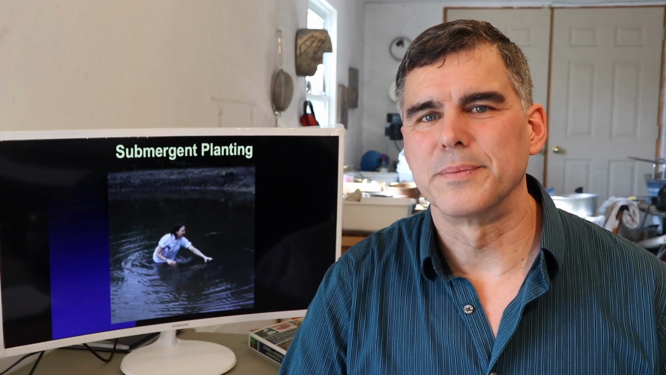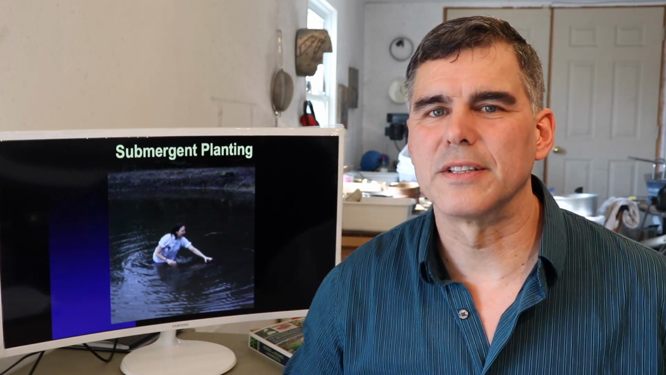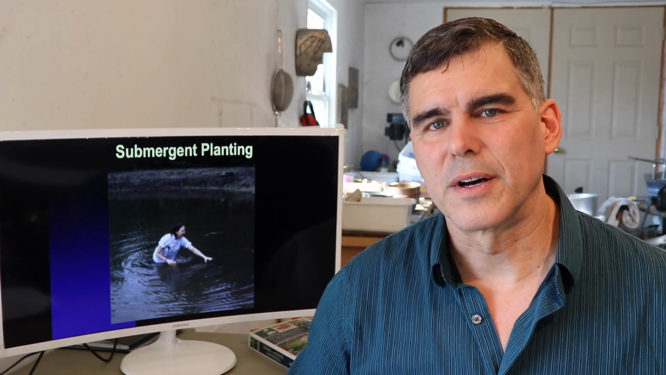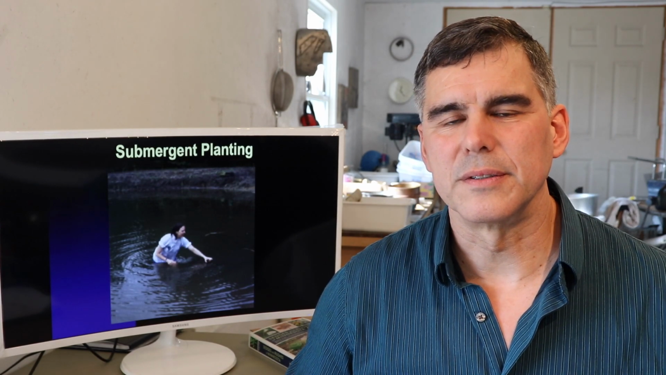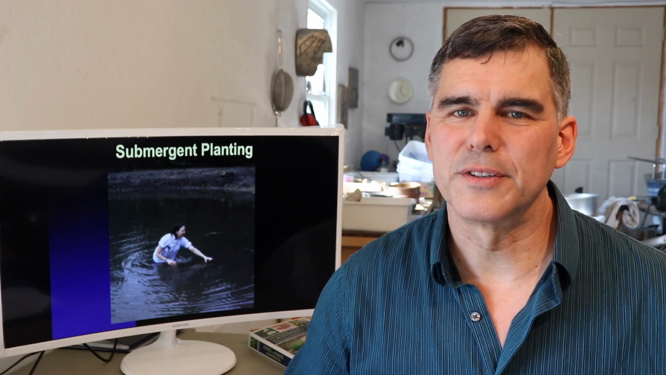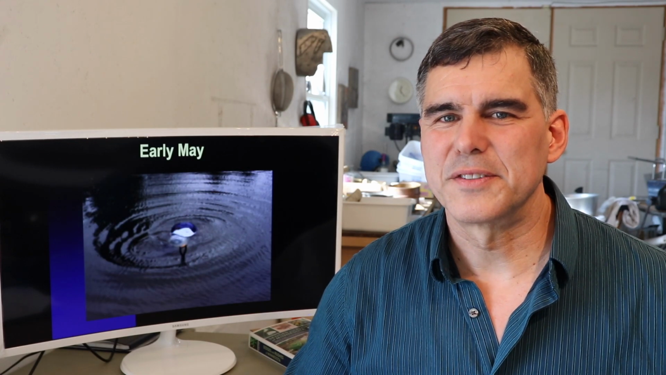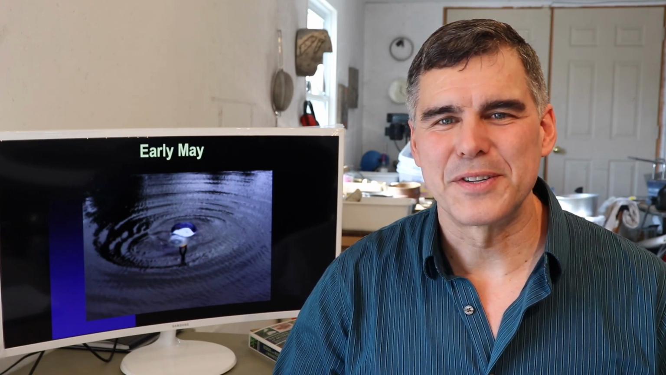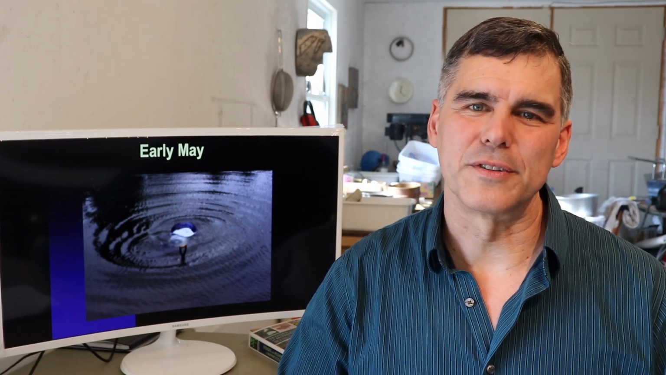So this is how we do submergent planting. You can see she has a water lily in her hand, and she's putting the aquatic species into the pond. This is about 4 degrees, early spring, and she's one of our tough volunteers getting in there. But we've found much better ways to do the installation of our submergent species now.